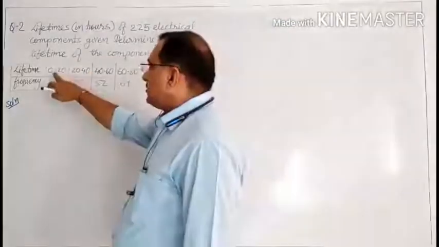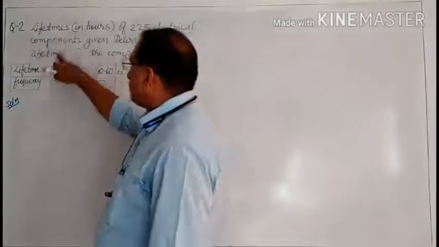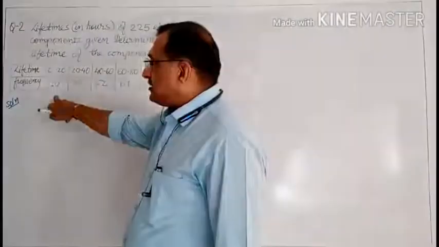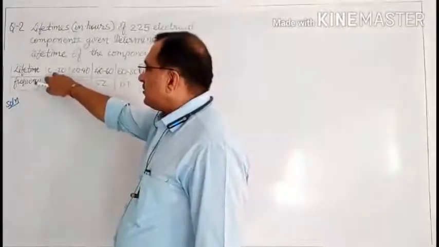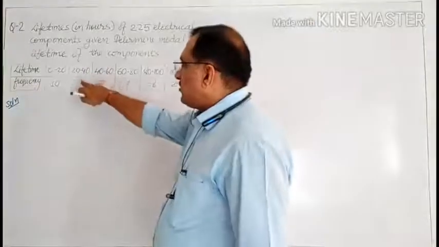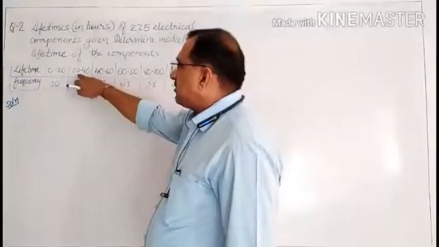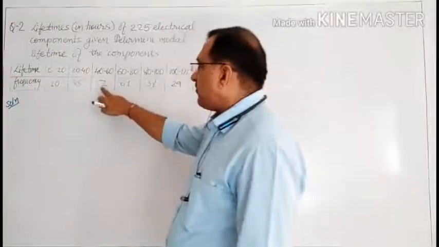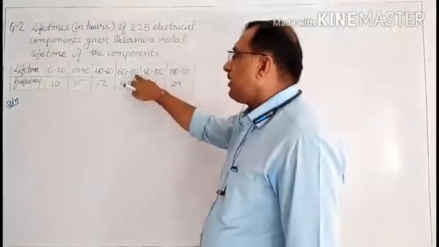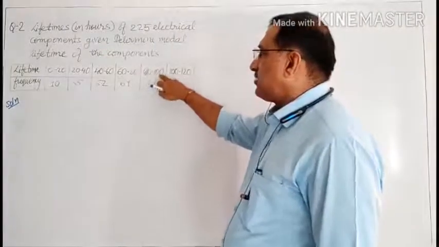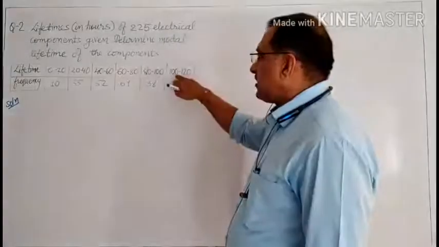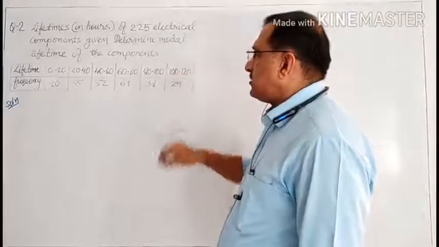So here you can see 0 to 20 hours. There are 10 components whose lifetime is 0 to 20 hours. Then there are 35 components whose lifetime is 20 to 40 hours, 52 components having lifetime 40 to 60 hours, 61 components having lifetime 60 to 80 hours, 38 components having lifetime 80 to 100 hours, and 29 components having lifetime 100 to 120 hours.